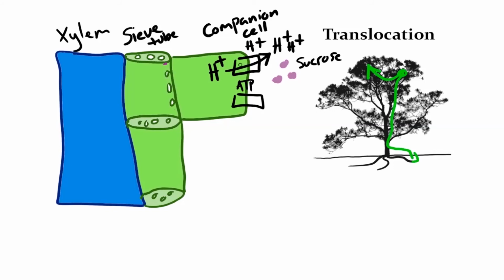But ATP is being used for this to happen. And then once we have this high concentration of hydrogens out here, remember, hydrogens are going to want to go down their concentration gradient back into the cell. However, they can't pass this membrane easily. So instead, they're going to need to use another protein to get back in. And what they're going to use is something called a cotransporter.